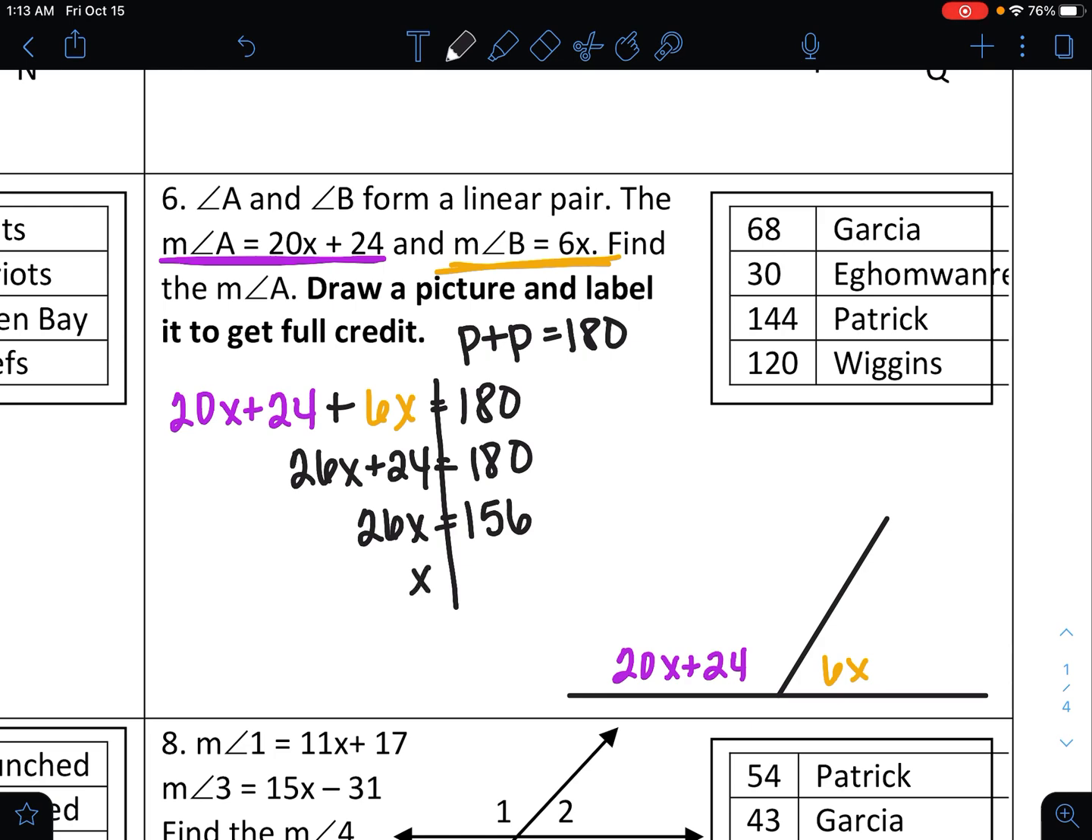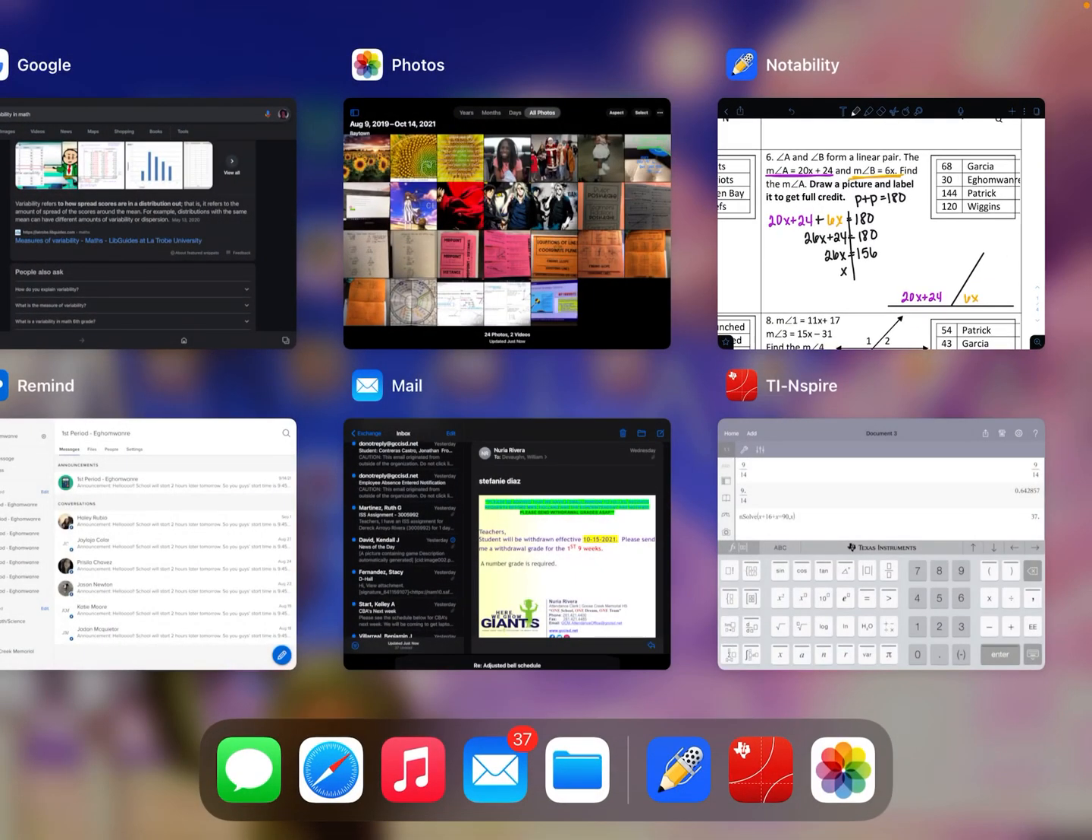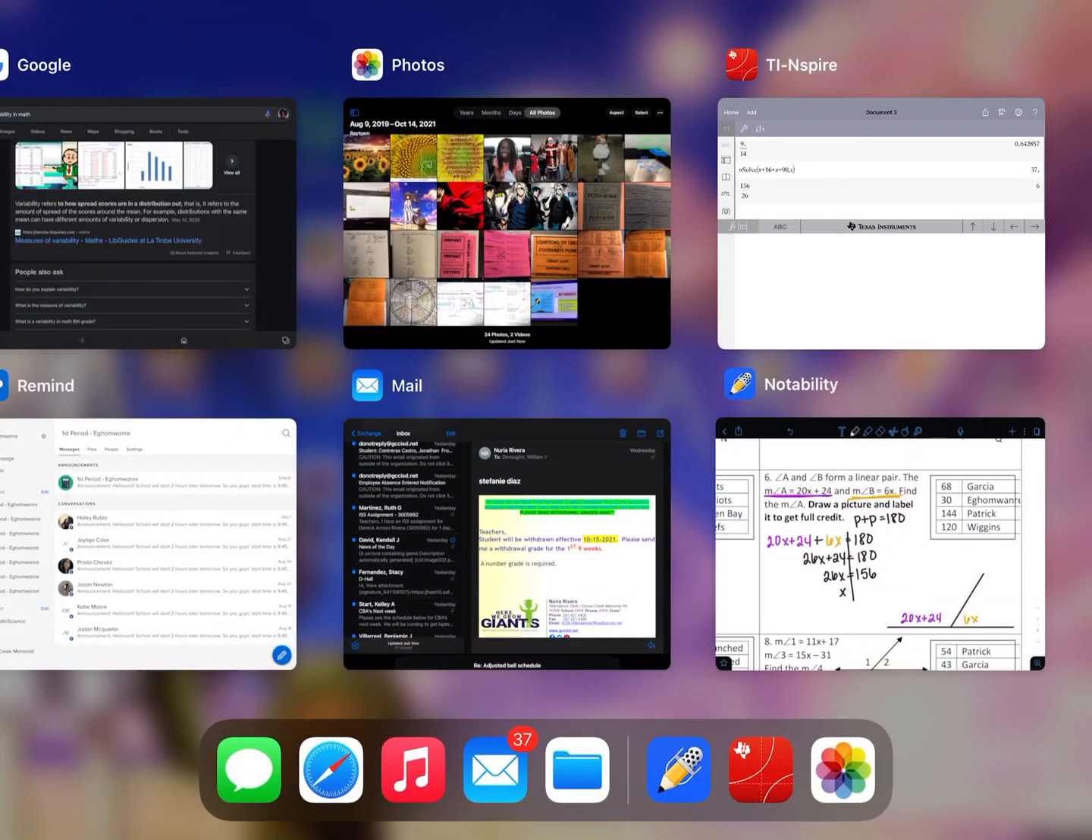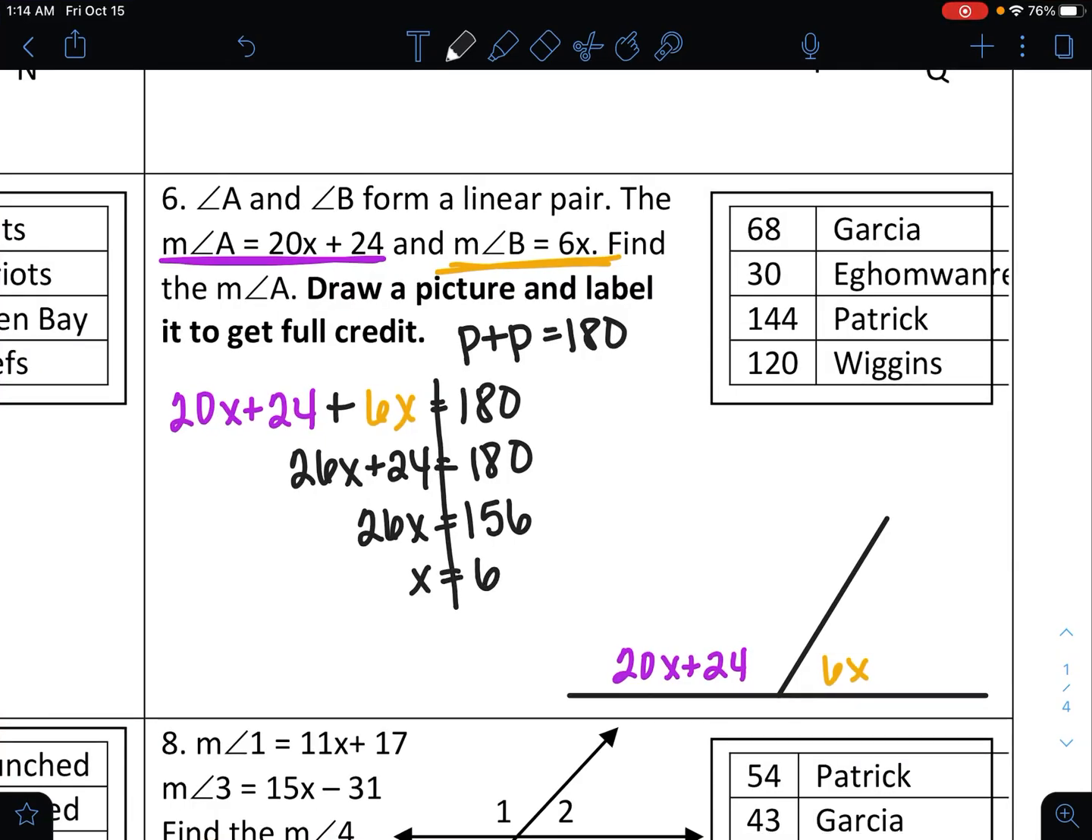I do not know what. I get it in my head. Yeah, I don't know. 156 divided by 26 is 6. Okay. All right, so x equals 6.